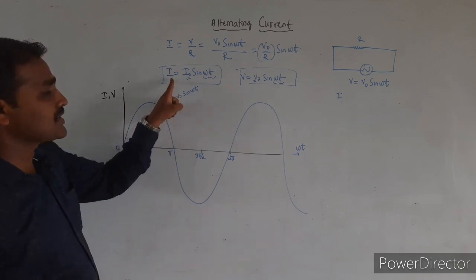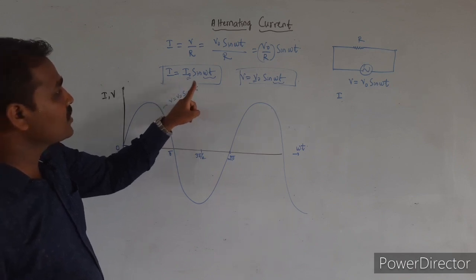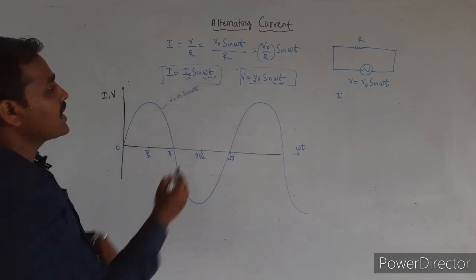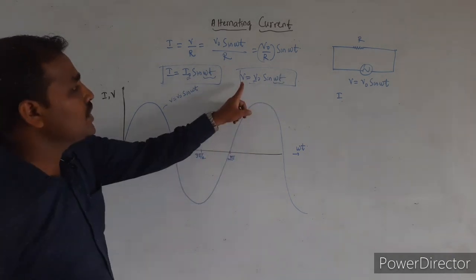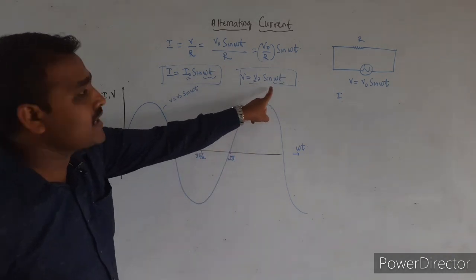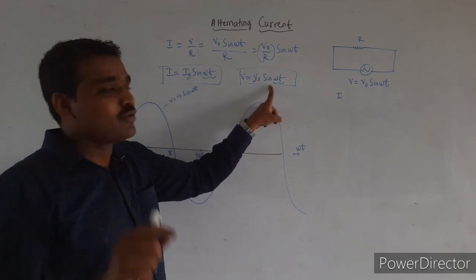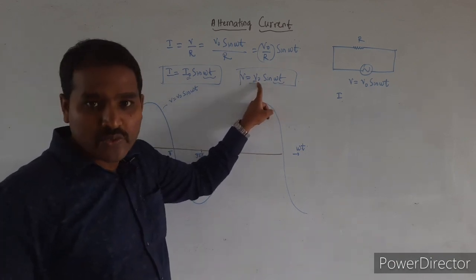Then how to represent the current here? We can clearly observe when, let us say, omega t is pi by 2. In both cases, if omega t is pi by 2, V is equal to what? V naught sin pi by 2. Correct? Sin pi by 2 is equal to 1. So V will be equal to V naught.